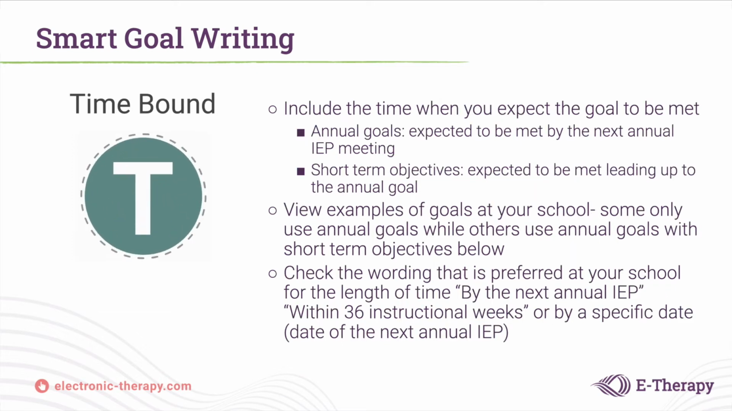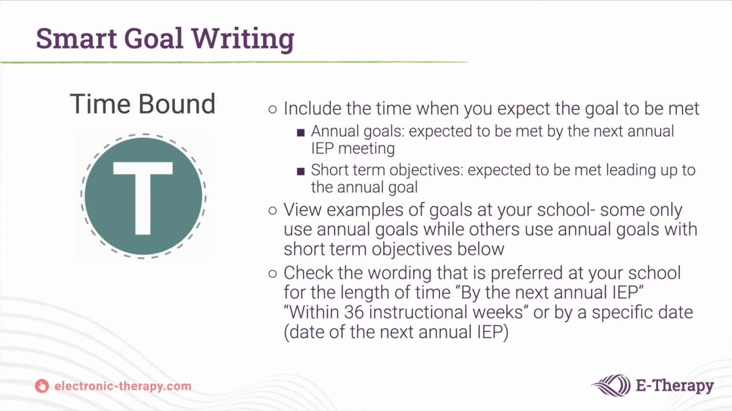Time bound. Include the time limit or the timing for when you expect the goal to be achieved. So, annual goals are expected to be met by the next annual IEP meeting. Short term objectives are expected to be met leading up to that annual goal. It's a good idea to view examples of goals at your school if possible because the style of goal writing, as far as annual goals and objectives, sometimes differs a little bit school to school. Some schools typically just use annual goals, while others might have annual goals with short term objectives below. So check and see what your school prefers.